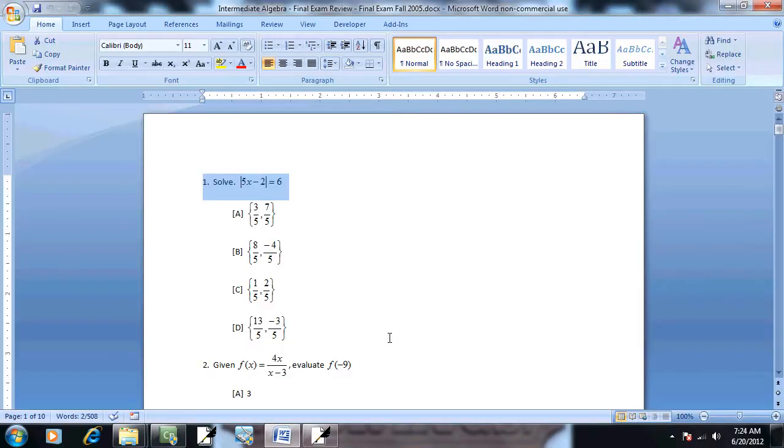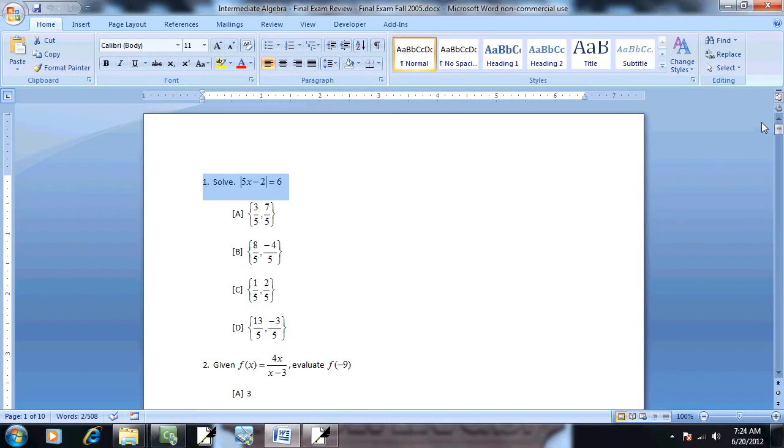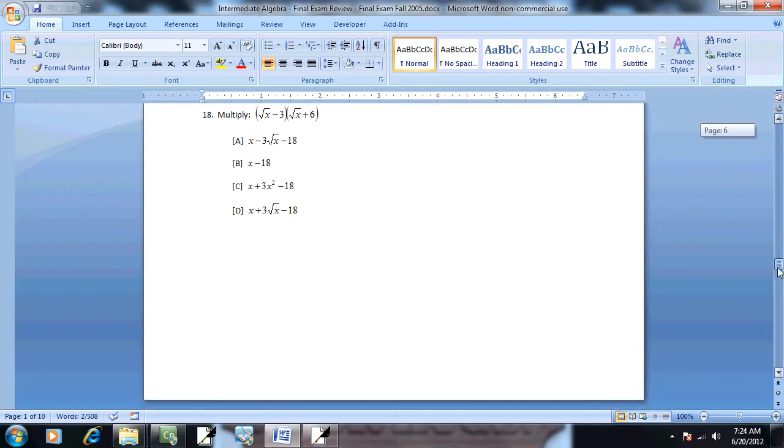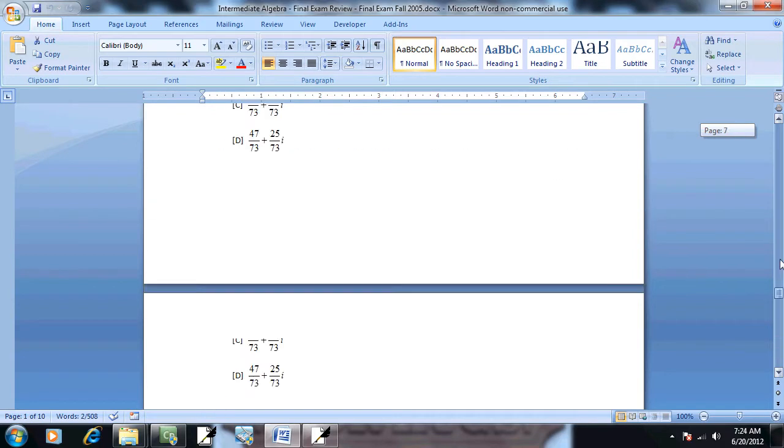So 8/5, negative 4/5. Looks like B is in Bill. Let me go double check that. I do have typos that I mistype stuff, and yep, that's right.